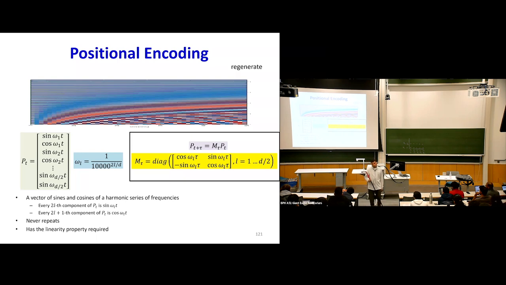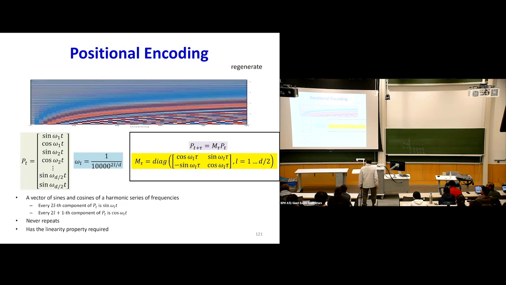Now this position vector has an interesting structure because these are periodic sines and cosines. It's a bit like a Fourier decomposition. It's going to be unique. It's never ever going to repeat. That much I guarantee you, because cos of t never repeats. Cos of pi times t repeats, but cos of t without the pi never repeats, right? So as a result, this position vector is always going to be unique.